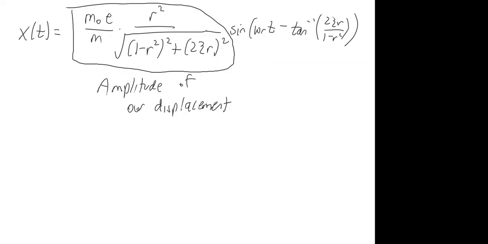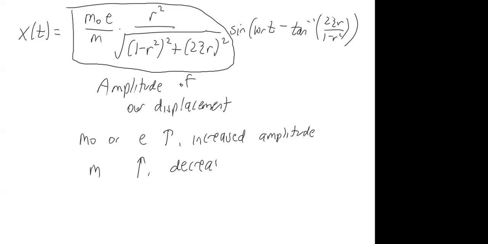And we see that if m naught or e go up, we have an increase of amplitude. If the total mass goes up, that decreases amplitude. And I think the example I used in class is that if you have a rotating system that's 1 million pounds and a fly lands on it, well, relative to the total mass, that little m naught's going to have barely any impact on the system. And that's what that equation shows us.